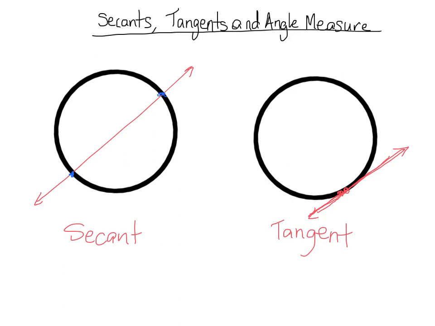So just to make sure that we have a full understanding of secant and tangent, I'm going to draw another secant in my first circle. Touches exactly 2 points. Another tangent is going to be drawn on the second circle. Touches exactly 1 point. All right, so now that we know what a secant is and what a tangent is, let's move forward and look at the angles that they create.